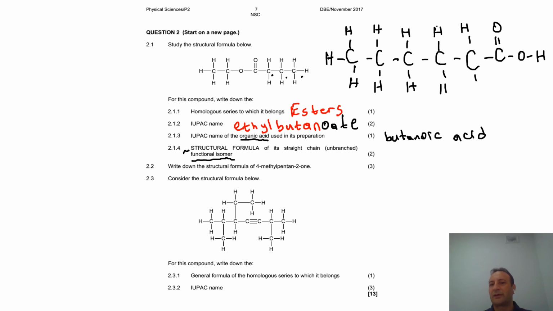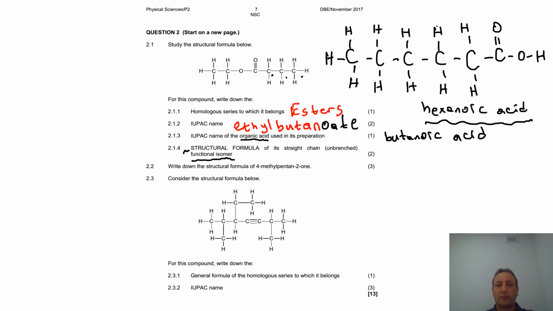Alright. That is the structural formula of the straight chain functional isomer of this ester molecule. And the name of this, it's not asked, but let me just name it. The name of this compound is, as it has 6 carbons, hexanoic acid. But you are not required to write it. Actually, you mustn't write hexanoic acid, only write the structural formula. So that is question 2.1.4.